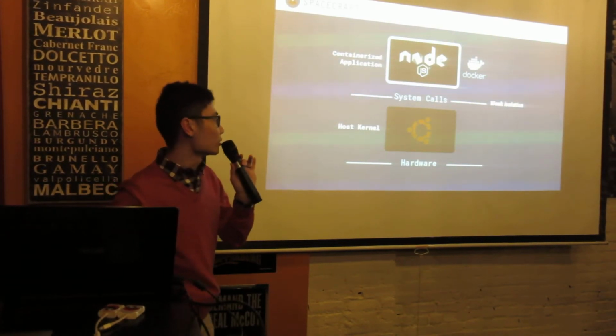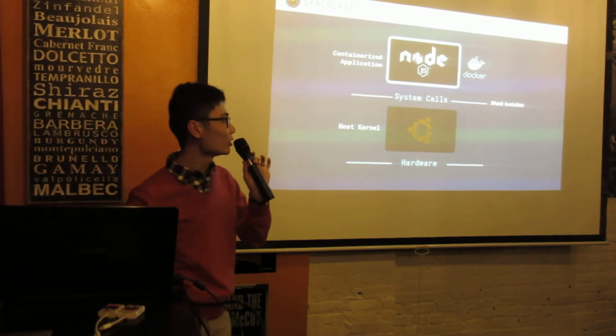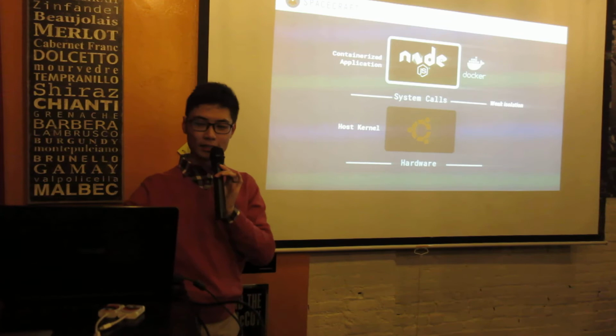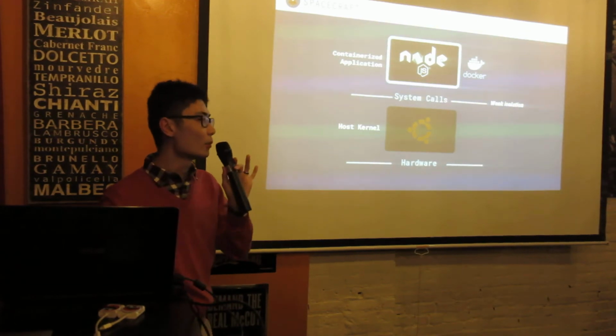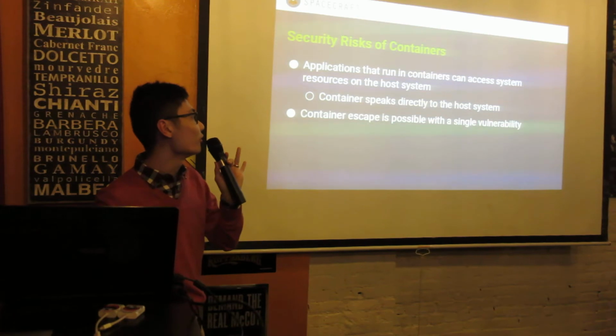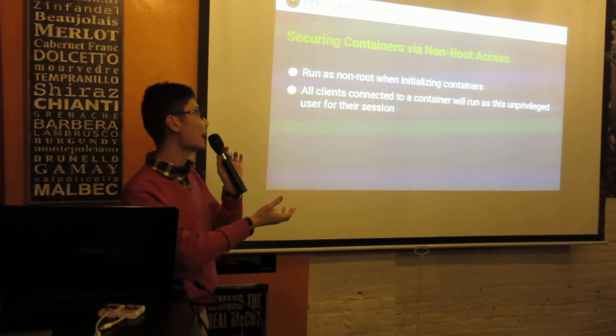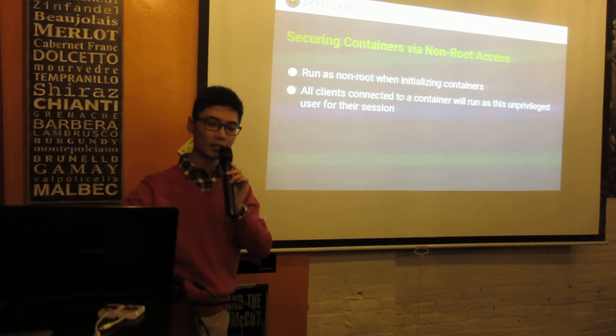So our current architecture looks like this, right? We have a containerized application that makes system calls directly to the host kernel. However, there's a problem with this because system calls are made in privileged mode. So we want to prevent that. First of all, we enable non-root access when the user connects to the container.